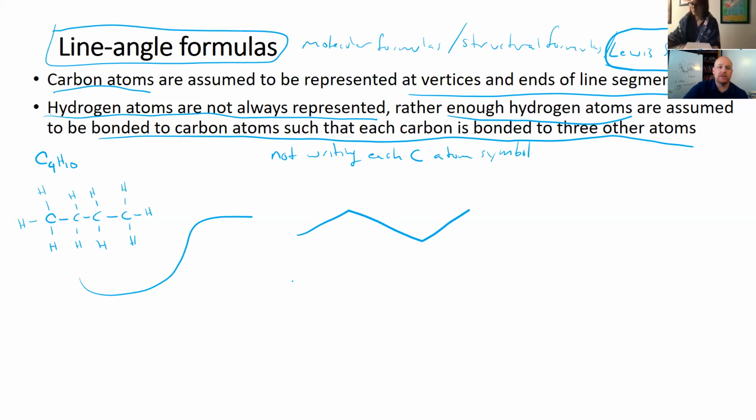So there's a carbon atom on the end of a line segment. That's a carbon there, a C bonded to three hydrogens. That's bonded to a carbon that's bonded to two hydrogens. So anytime you have a vertex, you have a carbon that's bonded to some number of hydrogens, bonded to a carbon that's bonded to a certain other number of hydrogens. And then the last one is another carbon bonded to three other hydrogens.